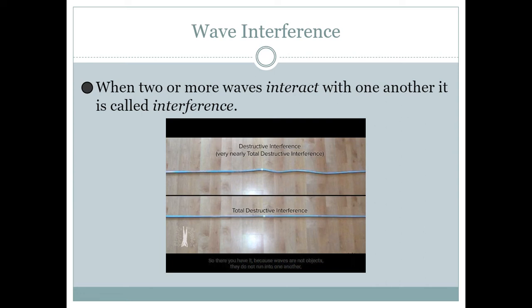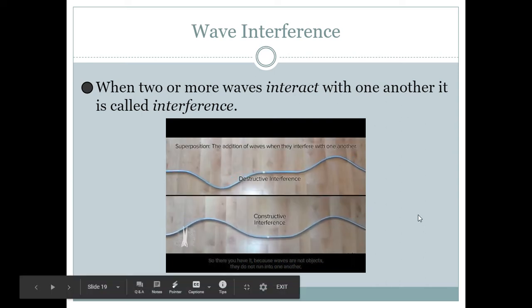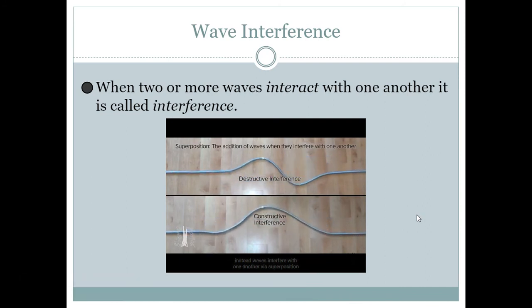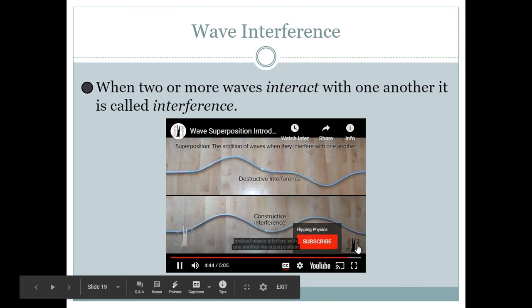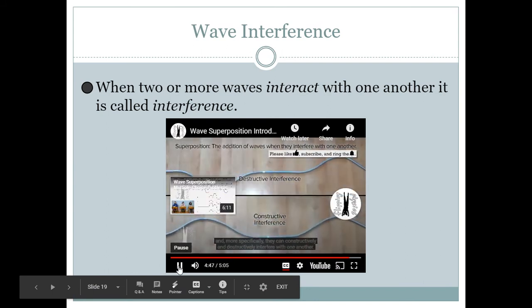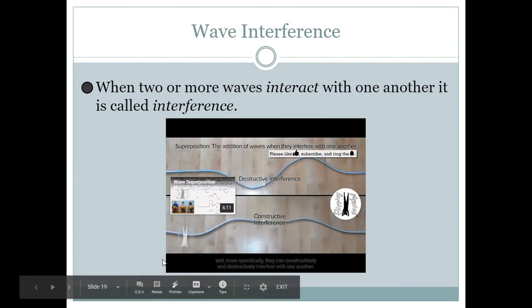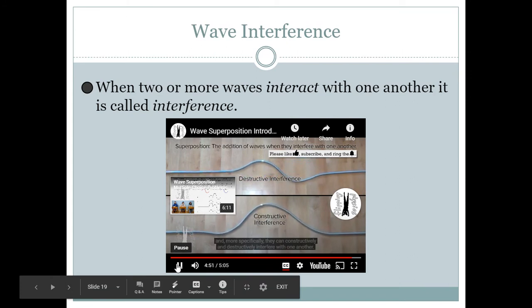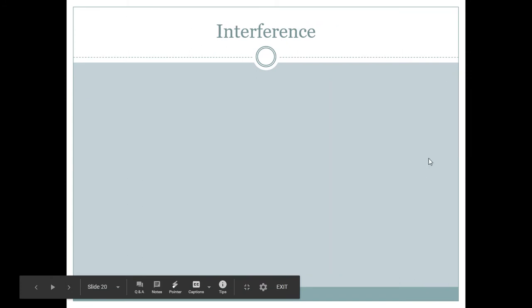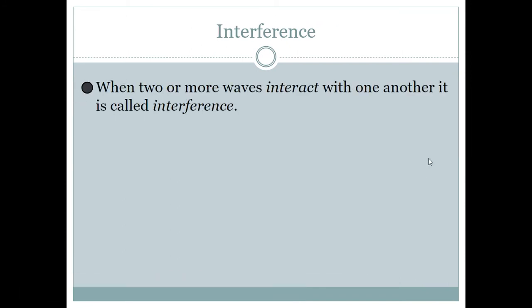So there you have it. Because waves are not objects, they do not run into one another. Instead, waves interfere with one another via superposition, and more specifically, they can constructively and destructively interfere with one another. When two or more waves interact with one another, it is called interference. Remember, they don't bounce off each other. They pass through each other, right? Particles don't do that. Waves do that.